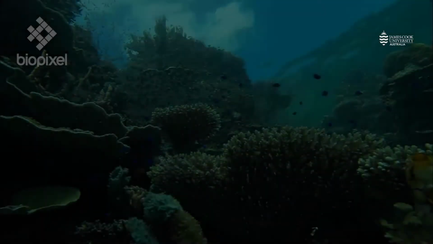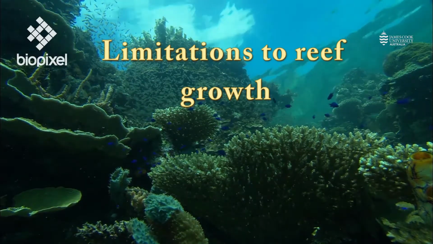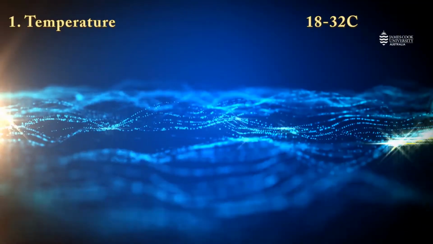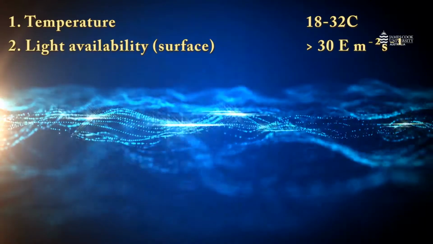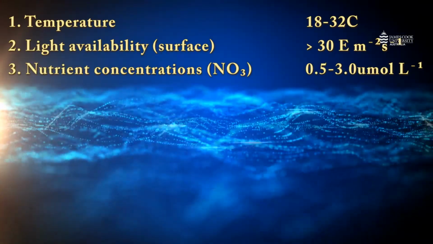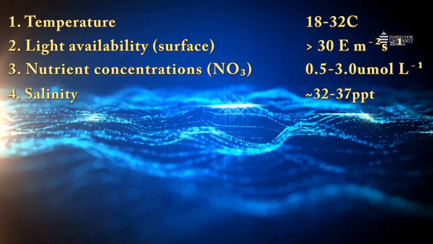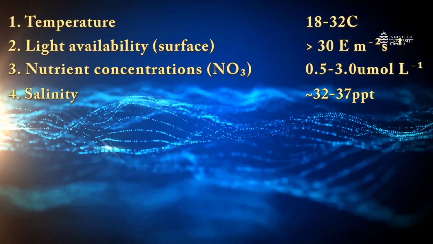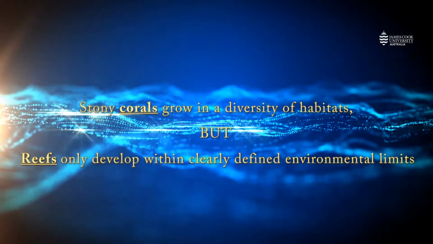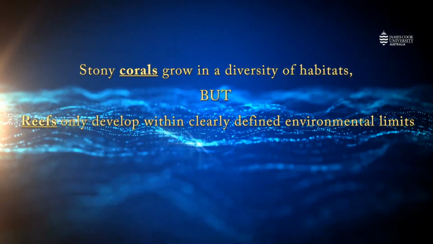If we summarize all of this information together, we have a range of limiting conditions that determine where coral reefs form. We need temperatures between about 18 and 32 degrees. We need relatively high light availability, we need low nutrient concentrations, and we need salinity within a range of about 32 to 37 parts per thousand. If we move outside of these ranges, we can still see growth of certain types of corals, but we don't see reefs forming outside of this range of conditions.